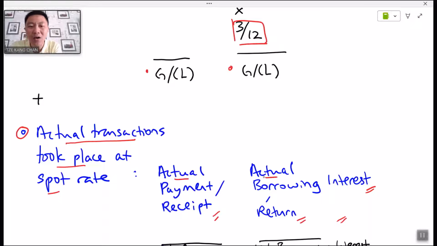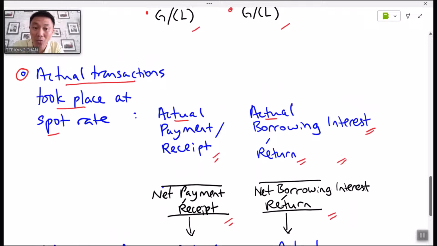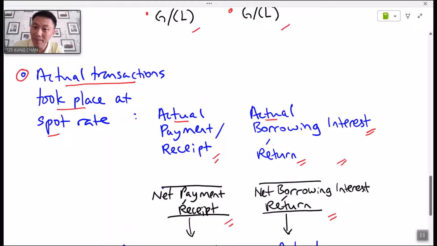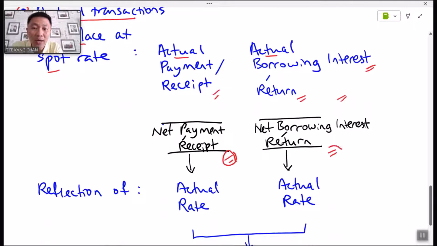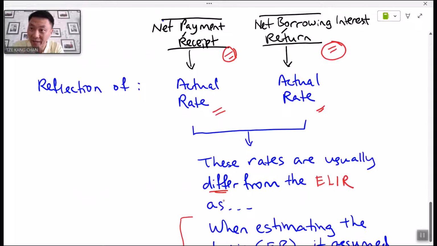Once the actual results are found and combined with the gain or loss, the net result for foreign exchange risk is called net payment or receipt. For interest rate risk management, the net result is referring to the net borrowing interest or net return on investment. These net outcomes reflect the actual rate derived with the usage of the futures contract. And these actual rates at the end would usually be different from the lock-in rate that we estimated earlier at the start of the hedge.